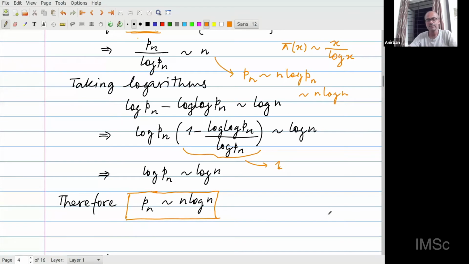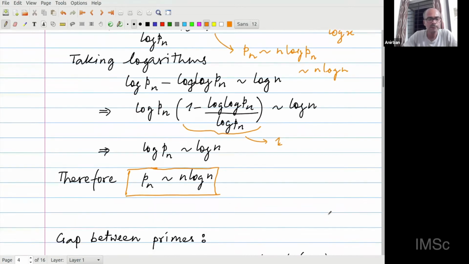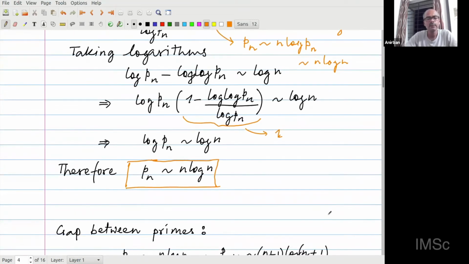So all these are roughly. It doesn't mean that if you just take an n, say something like 100, and then say that it is exactly that, it's not correct. So there would always be some error. It's about n log n. For large n, that's even more true. So it would be closer if you take a large n.